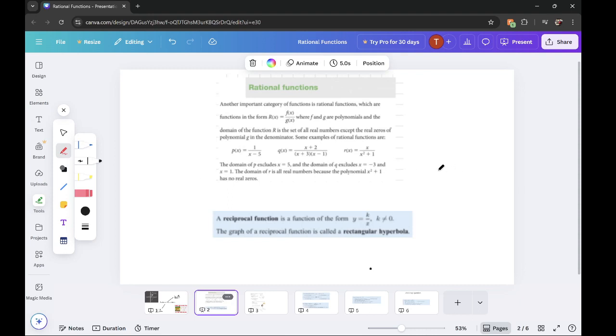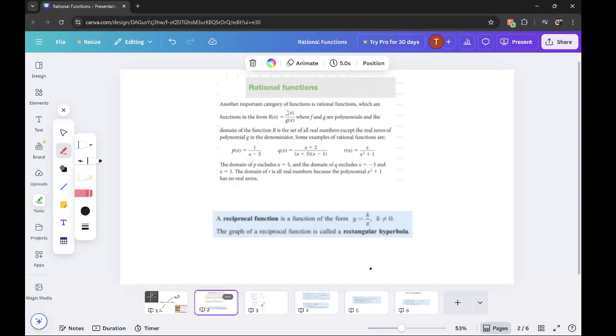So rational functions, what are they? The definition is given again for you over there. You can read it in your own time, you can pause the video and read it, but I'm going to explain it in an easier way, as I feel like the textbook definition isn't really too understandable. So I'm just going to read it out first.